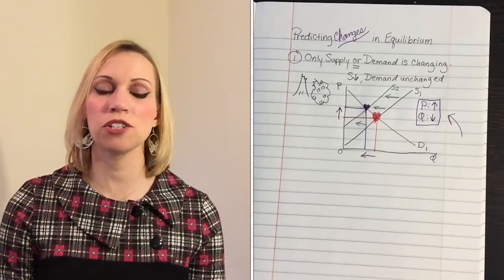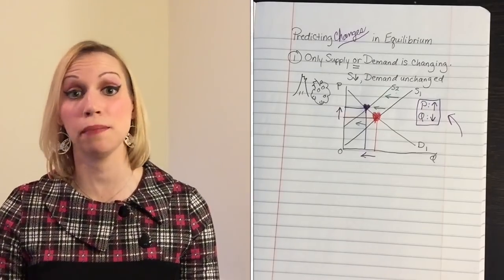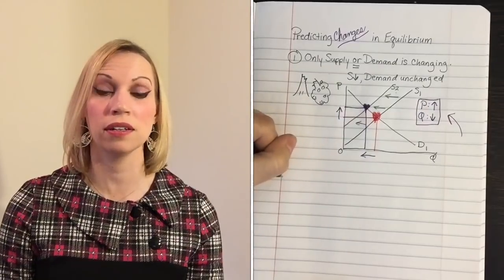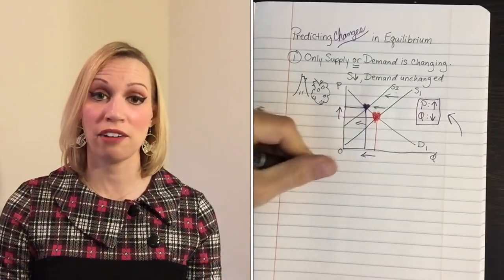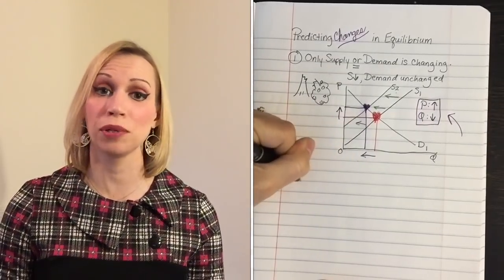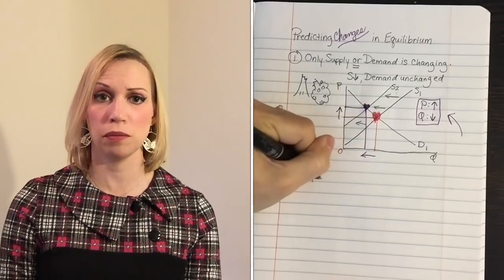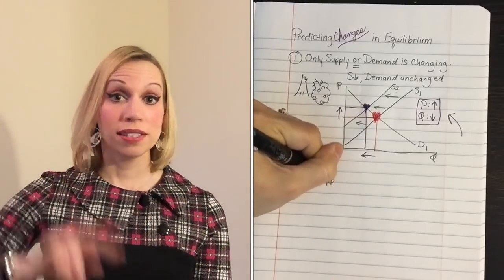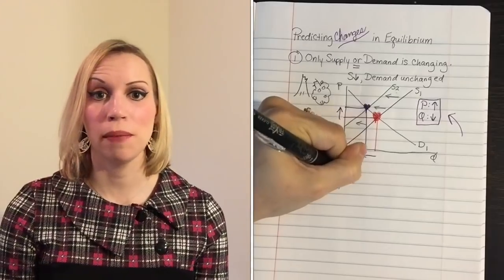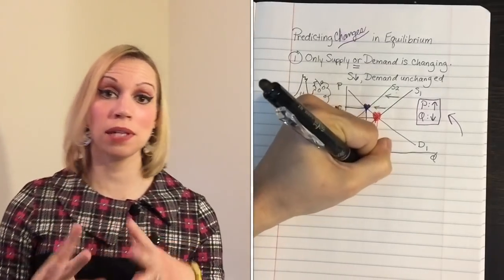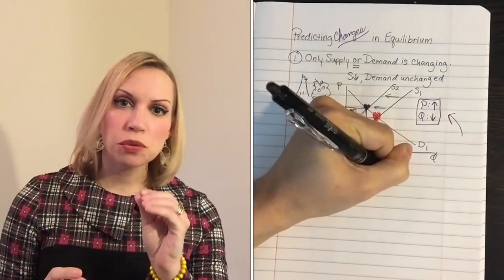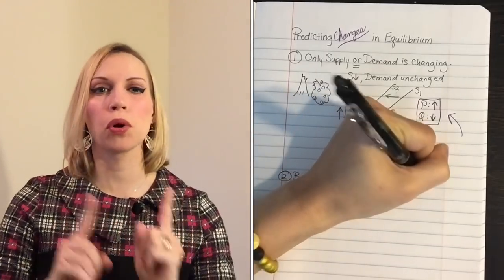Anytime you have a situation where just supply or just demand is moving, one or the other, then you always want to graph it. That's really the easiest way to predict what's going to happen to equilibrium price and quantity. Now, the second scenario that we're going to talk about is when both supply and demand are moving and you know which one is moving more than the other.